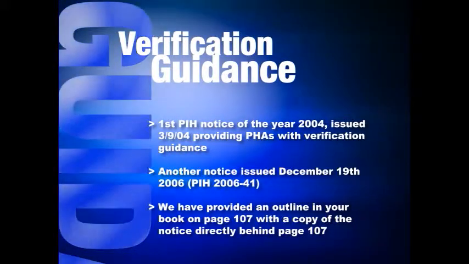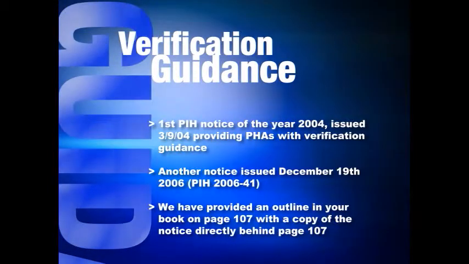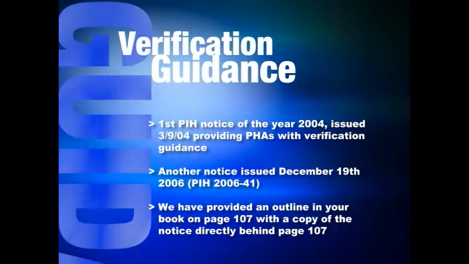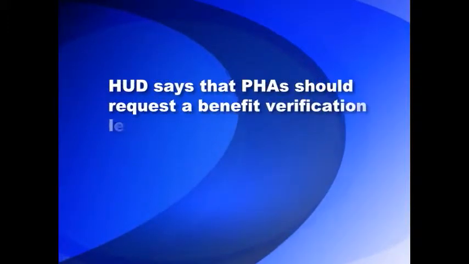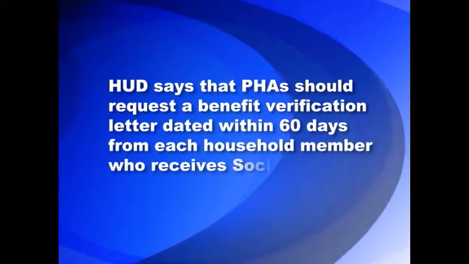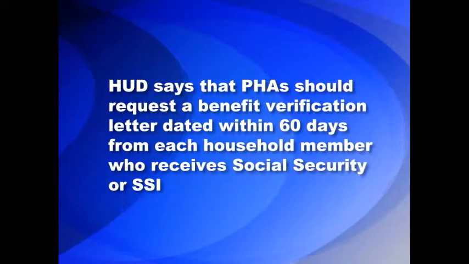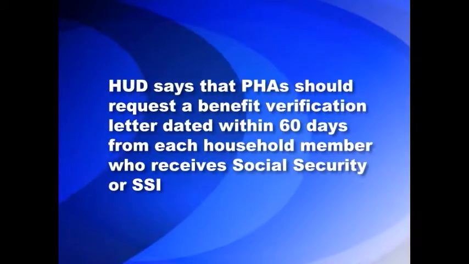We have provided an outline in your book on page 107 with a copy of that notice directly behind page 107. Basically, this notice informs housing authorities that due to EIV, the Social Security Administration will no longer provide third-party verification to any housing authority free of charge. HUD says that housing authorities should request a benefit verification letter dated within 60 days from each household member who receives Social Security or SSI. The notice also provides examples on how to document a case file when your PHA cannot obtain the information through EIV.